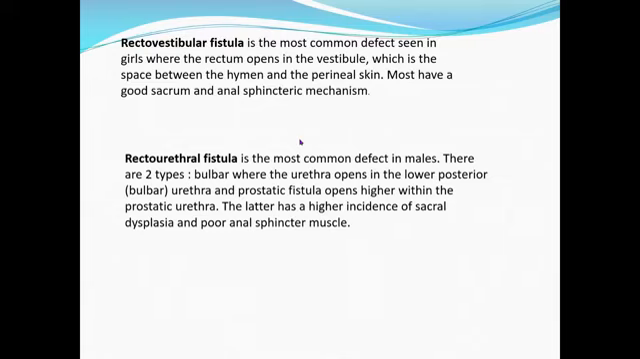So rectovestibular fistula is the most common defect seen in girls, where the rectum opens in the vestibule, which is the space between the hymen and the perineal skin. Most have a good sacrum and sphincteric mechanism. Rectourethral fistula is the most common defect in males. There are two types: bulbar, where the rectum opens in the lower posterior urethra, and prostatic fistula, which opens higher within the prostatic urethra. So the latter has a higher incidence of sacral dysplasia and poor anal sphincteric muscle.